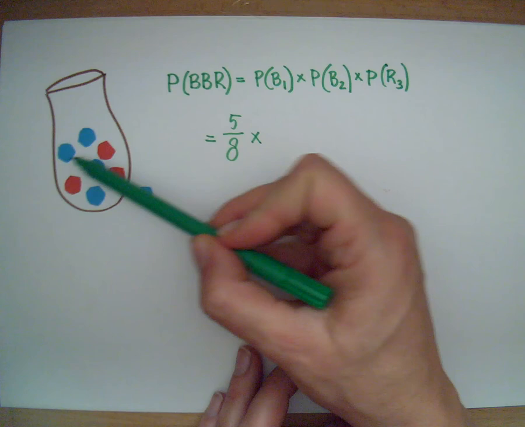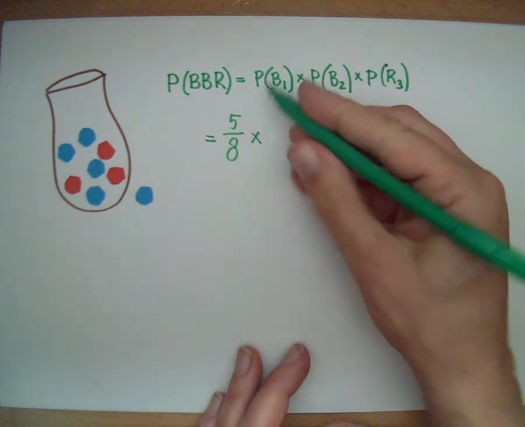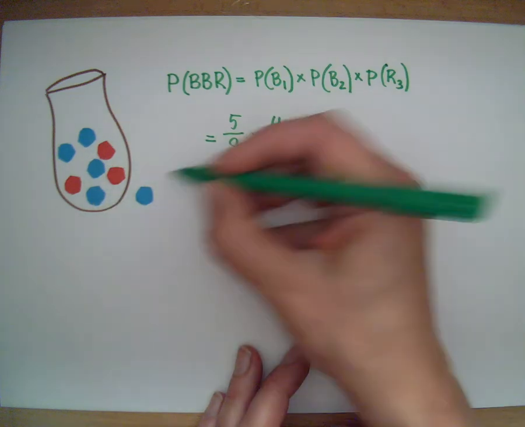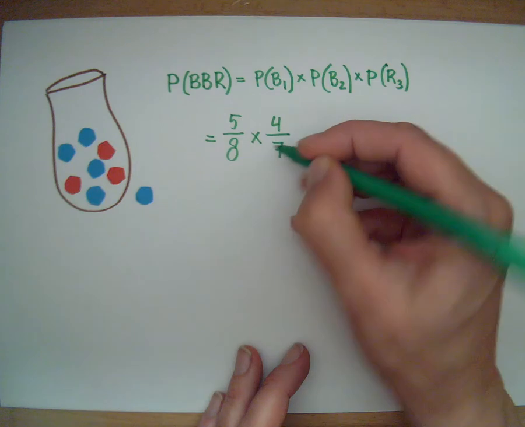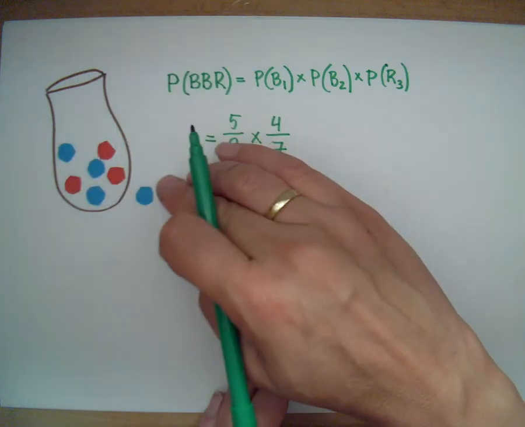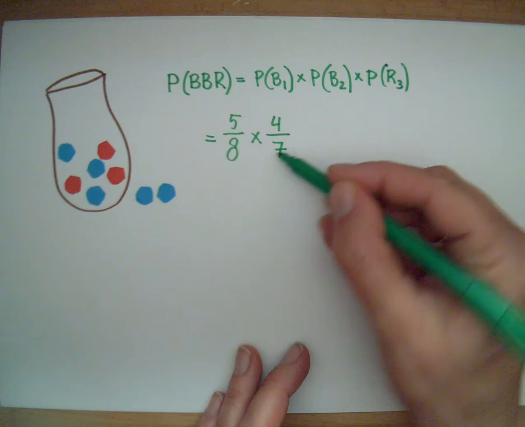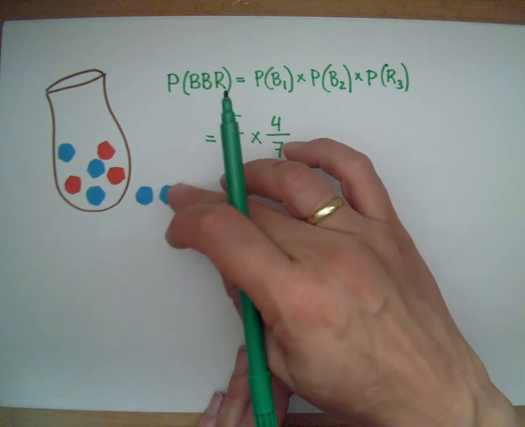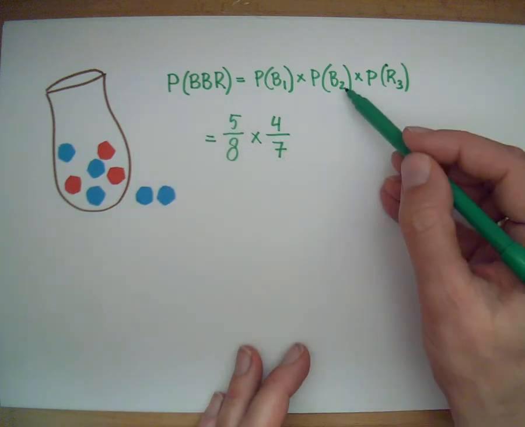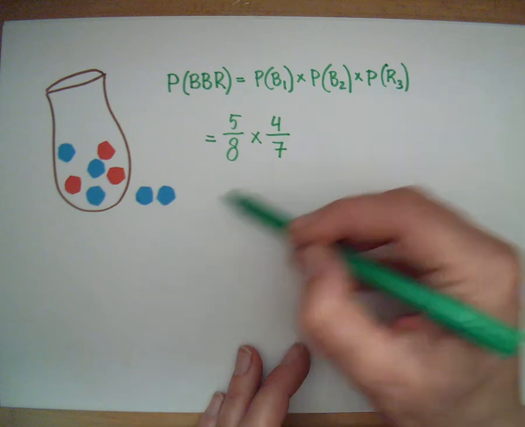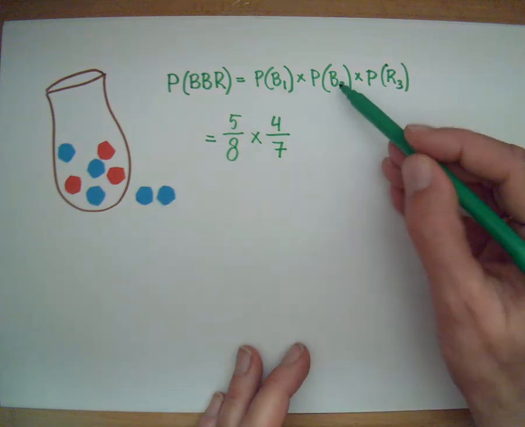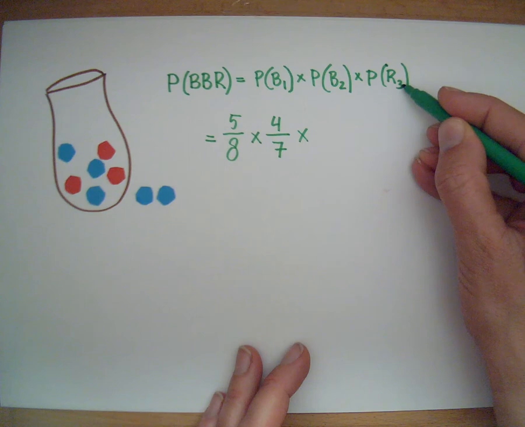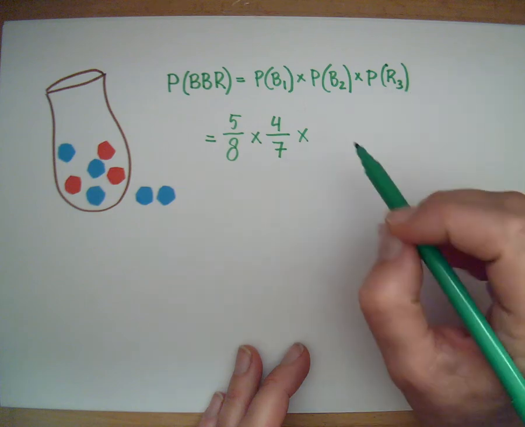What are the chances of getting blue now? There's 4 blue ones left out of 7 marbles in total. Yeah? 4 out of 7 that we got this one. Now, we pulled it out. It's out. Now, given that those 2 blue marbles are already out, what is the probability of getting red on this third draw?